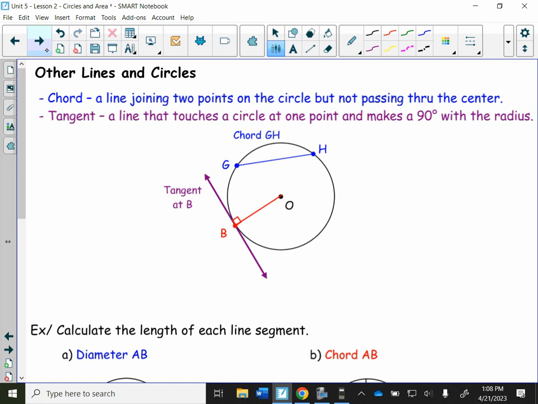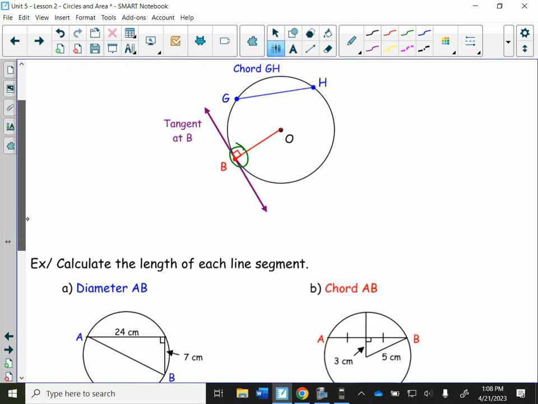A tangent is a line that touches the circle on the outside of it and makes a 90-degree angle with the radius. So the purple line here just touches the edge of the circle at point B. We call that the tangent at B. And tangent is a word we use a lot later on in life and math. Okay. And again, it makes a right angle right here with the radius. Somebody might say, well, why do you want to know about these lines? There's stuff we can do with them, of course.